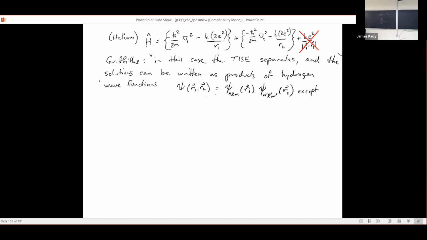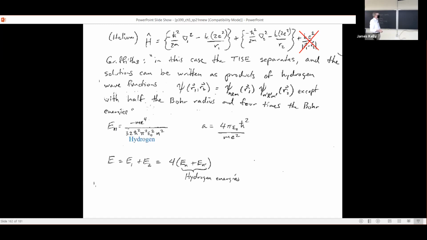It's double the charge of a hydrogen atom, but we can look at the energy levels and figure out what to change by just looking at the formula. So for example, here are the hydrogen atom energies right here. This m is the mass of the electron.